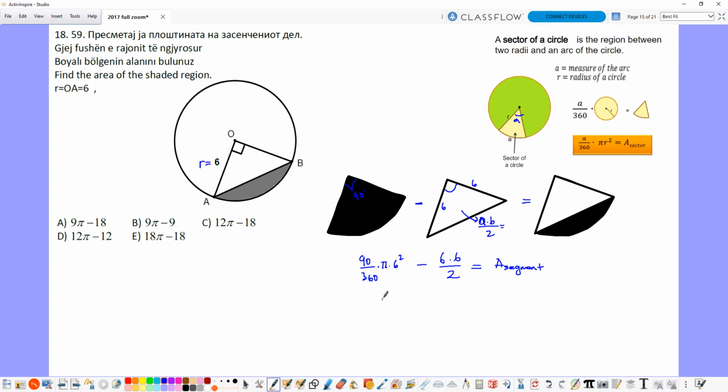Area of the segment. Okay, now 90 over 360, both are divisible by 90, so it's equal to 1 over 4 times pi times 36 minus 36 over 2. Pi times 36 times 1 is 36 pi divided by 4 minus 18. Here from the answers, I eliminate this 2. So 36 over 4 is equal to 9 pi, and minus 18. So the answer is 9 pi minus 18, which is A.